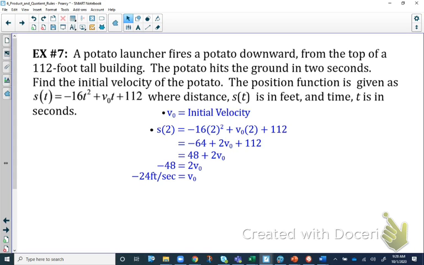There we go. And so the initial velocity would be negative 24 feet per second. And we've talked about velocity itself being akin to speed, but negative doesn't necessarily mean that it's slowing down, it's just talking about the direction. So in this case, because we're going downward, that's why we have the negative velocity, or the negative 24 feet per second for our velocity.